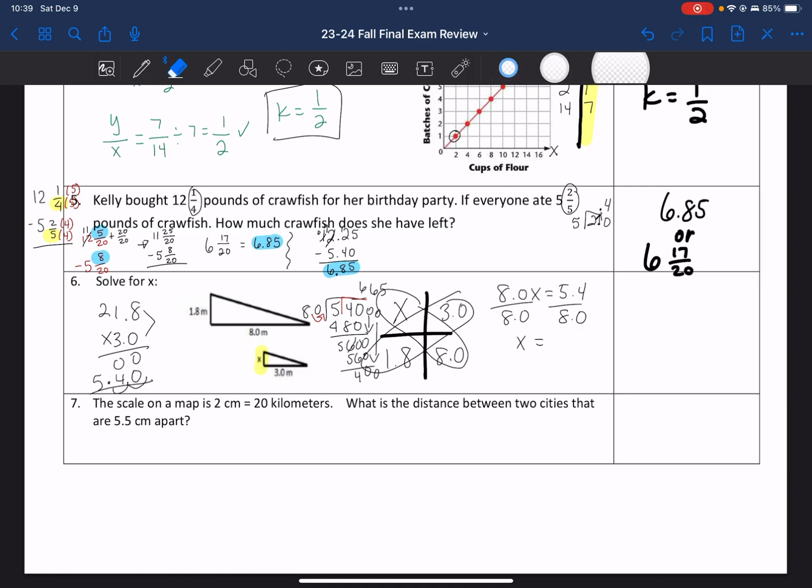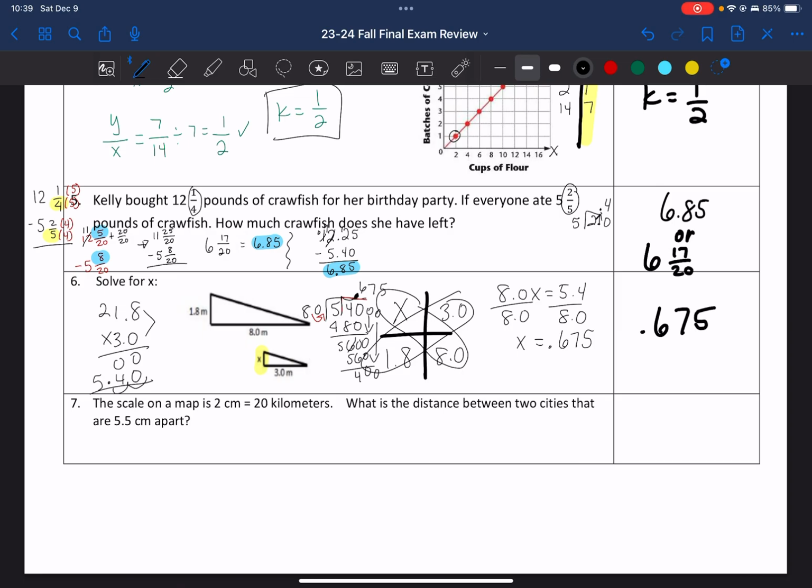Sorry, I think I wrote the wrong number. This is supposed to be 7. There we go. And the decimal goes right here. So my answer becomes 0.675. Okay, so I'm going to write that answer here. That's my final answer.